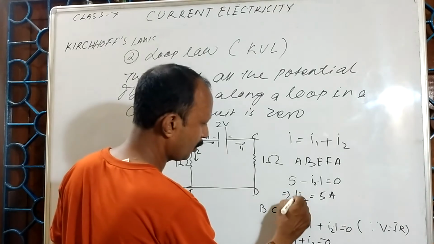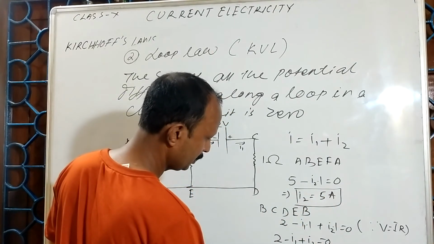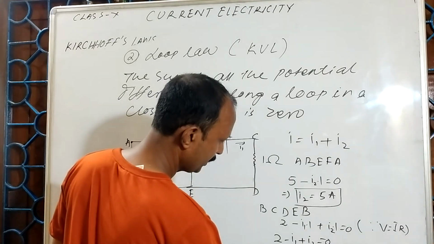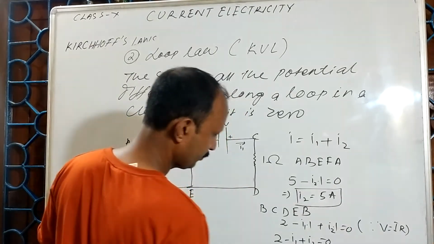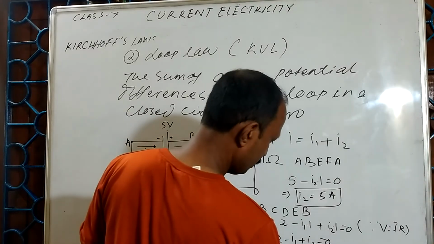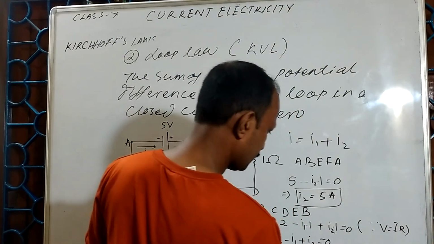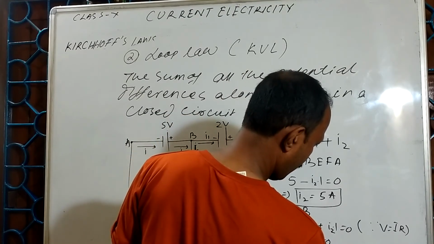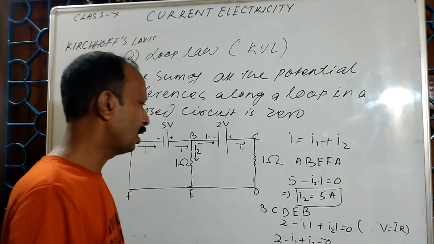Here I have already got I2 is equal to 5 ampere. Implies that 2 minus I1 plus 5 is equal to 0. Implies that minus I1 is equal to minus 2 minus 5, that's minus 7. Implies that I1 is equal to 7 ampere.